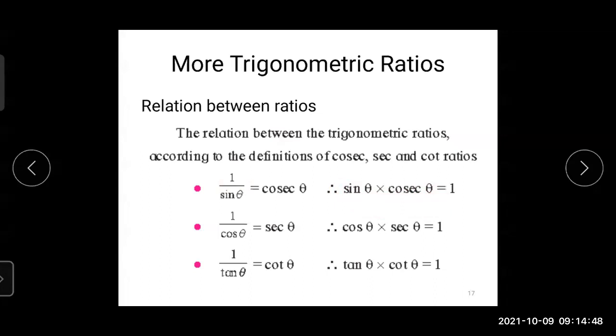In the same way, 1 upon cos theta is equal to sec theta. So we will cross multiply, cos theta into sec theta will be equal to 1. 1 upon tan theta is equal to cot theta. That means tan theta into cot theta is equal to 1. This you have to remember for solving the sums.